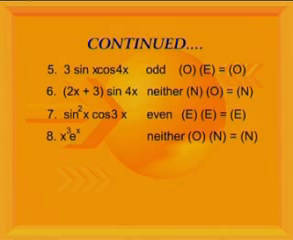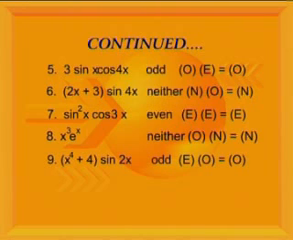Eighth, x cube into e raised to power x. Here x cube is an odd function, and e raised to power x is neither odd nor even, so therefore the result is neither odd nor even. Ninth, x raised to power 4 plus 4 into sine 2x. x raised to power 4 plus 4 is an even function, whereas sine of 2x is an odd function. So even into odd is odd. So the result is an odd function.